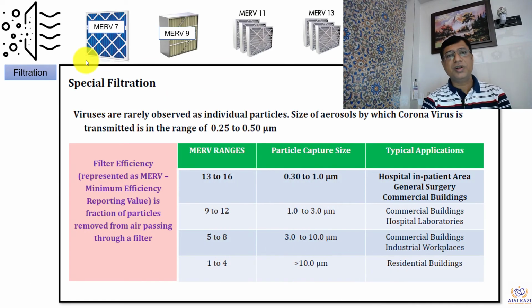There are some grades of filters, MERV 7, 9, 11, 13, and this is a table which will tell you what is the filtration level which we require for what kind of applications. So what are the MERV ranges, what is the particular capture size, and what are the types of application. If you look at residential buildings, it can be 1 to 4, 10 micron is the particular size, and it can be applicable for residential buildings. So there are various applications related to what type of filters you use. This table will tell you all about that.